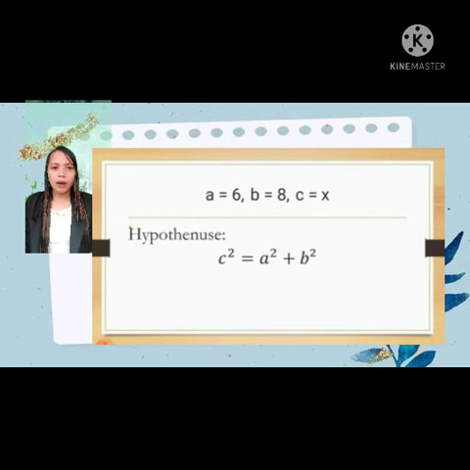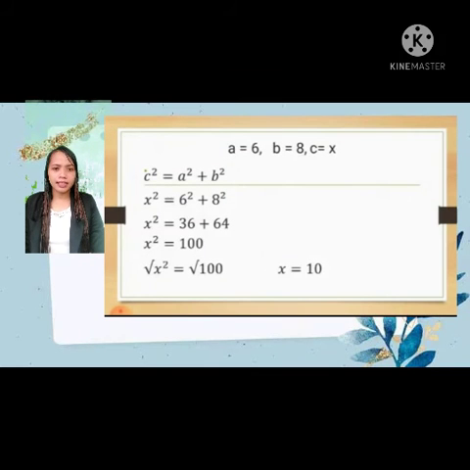So we plug in the values of a and b and the c. So we have x squared equals 6 squared plus 8 squared. The square of 6 equals 36, and the square of 8 equals 64. So we add them and we get x squared equals 100.